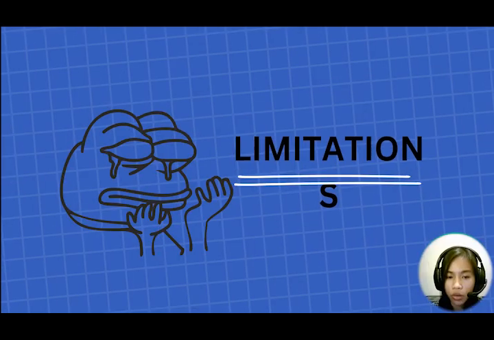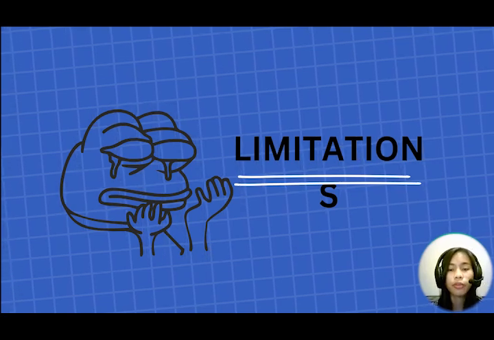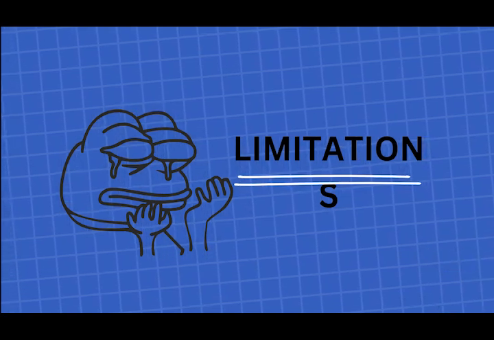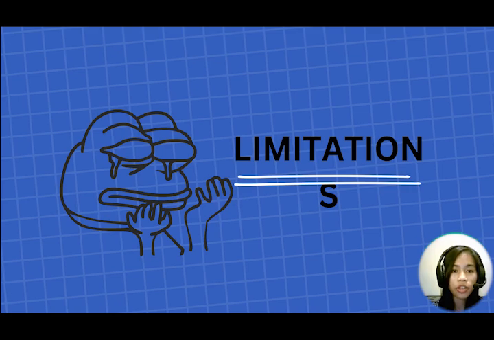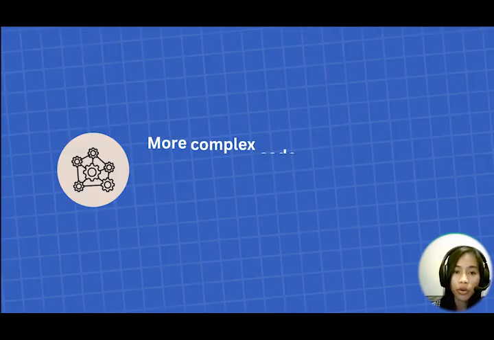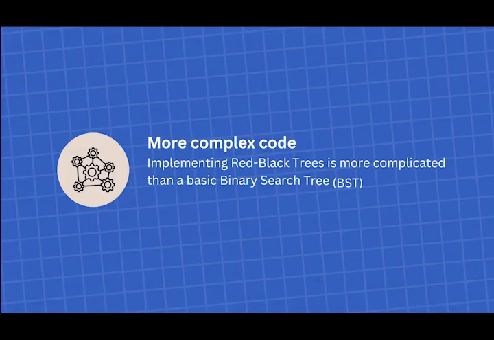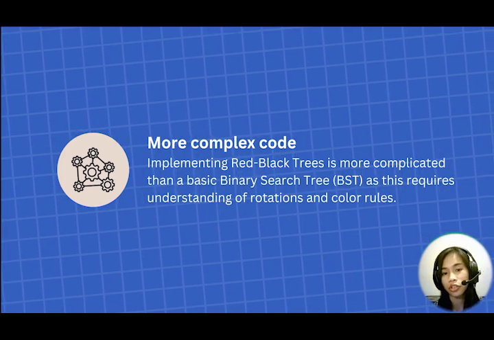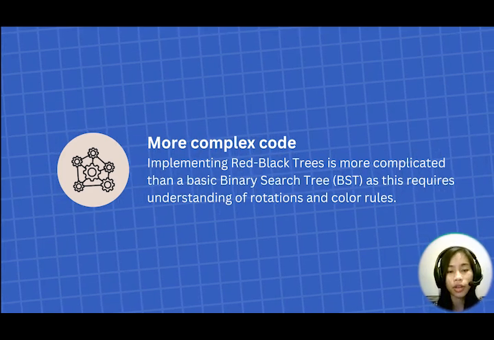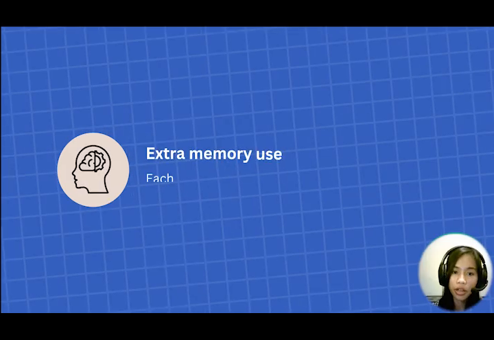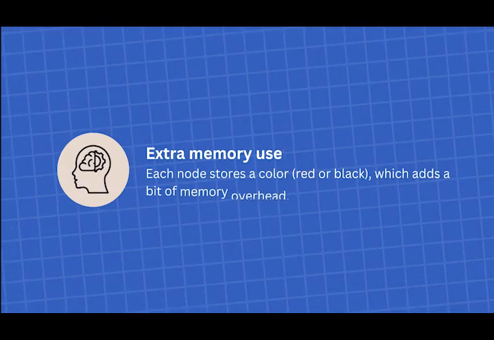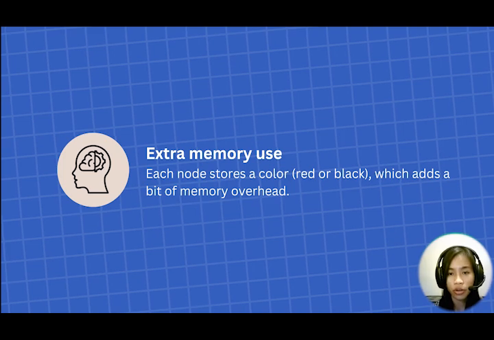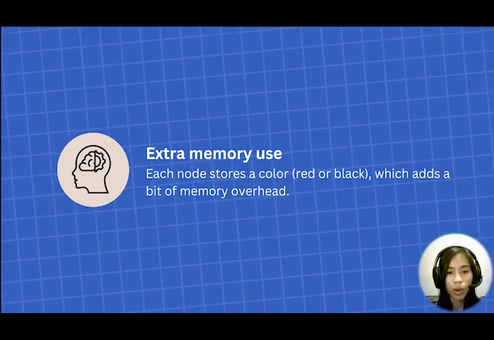But of course, no algorithm is perfect, and the red-black tree doesn't escape that. It also has disadvantages such as, first, it is more complex to code. Implementing a red-black tree is more complicated than a basic binary search tree, as this requires understanding of rotations and color rules. Second, extra memory use. Each node stores a color, red or black, which adds a bit of memory overhead.